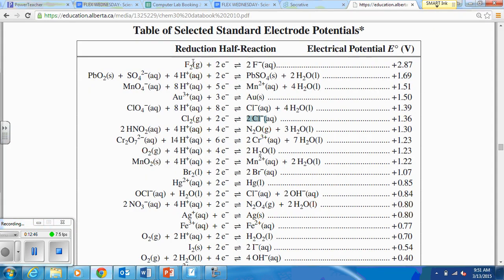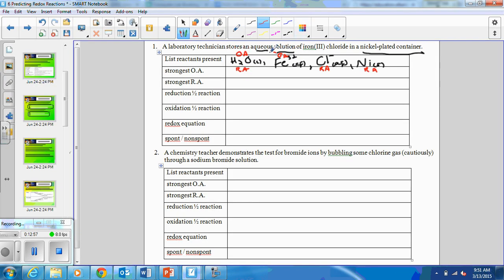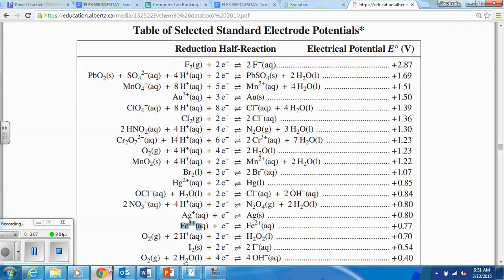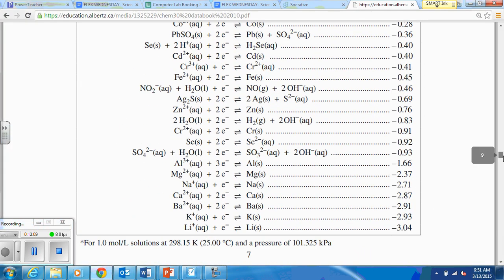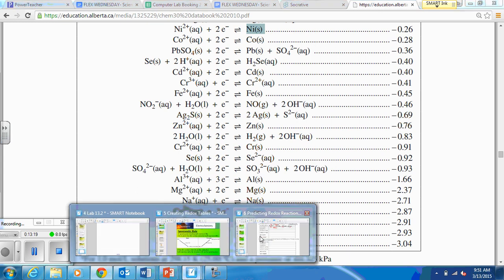So start from the top and scroll down until you come across one of those entities. And the first one that we see is iron 3. It's higher up than the water. So this is going to be my SOA, the iron 3 plus. And then the SRA will start from bottom up. So if we keep scrolling up the chart, first one I see is nickel solid. So that's going to be my SRA.